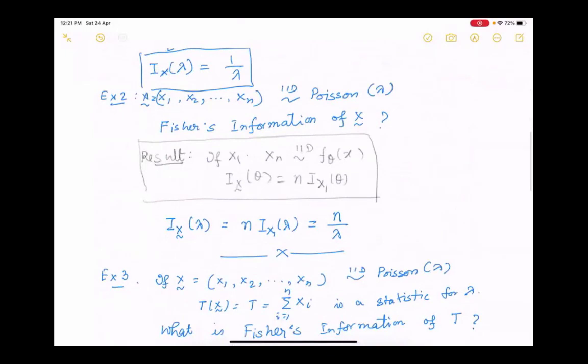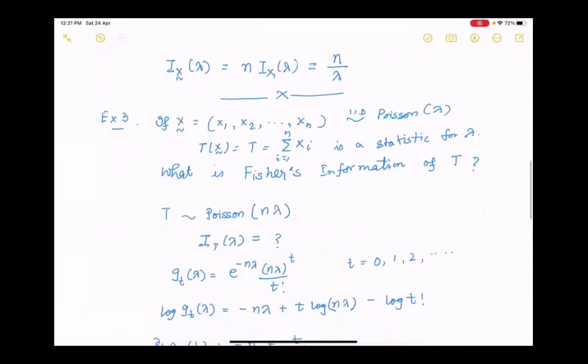Then we considered X1, X2, ..., Xn IID samples coming from Poisson distribution with parameter λ. Then what is the Fisher information of X tilde? So we have this result from the last lecture, where it says that if X1, X2, ..., Xn are IID with f(x; θ), then the Fisher information of X tilde is n times I of X1(θ). So we used this result to say that for the Poisson distribution, the Fisher information for X tilde is n by λ.